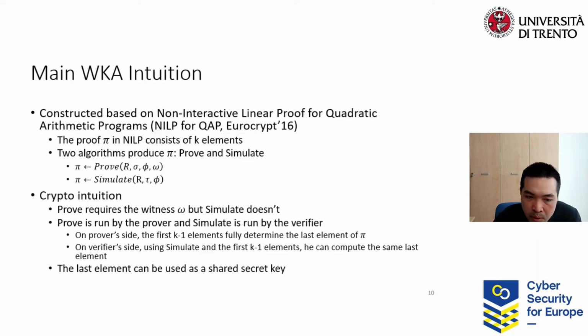Since the prove algorithm is run by the prover and the simulate algorithm is run by the verifier, on the prover's side, when the prover computes the proof, the first k-1 elements fully determine the last element of pi. On the verifier side, the verifier can use simulate and the first k-1 elements to compute the same last element as the prover. Then the last element can be used as a shared secret key between the prover and the verifier for secure communication.